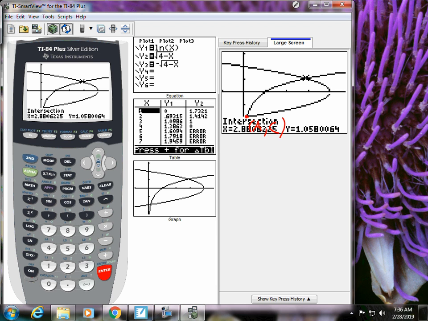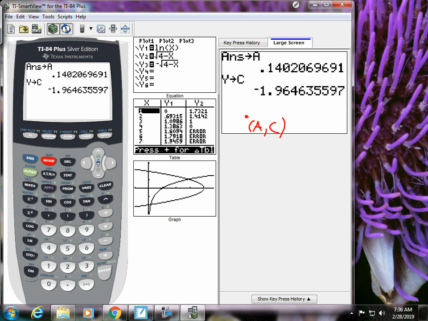Now, I'm interested in storing the y coordinate of this point in D. Remember, we leave the screen when you found a point, second mode. And if you want to store the y, you have to tell it that. So alpha y, store it in alpha D. I decided I was going to do D. Now I got everything I need. I don't have to worry about these anymore. I write them on my paper once and I'm done.